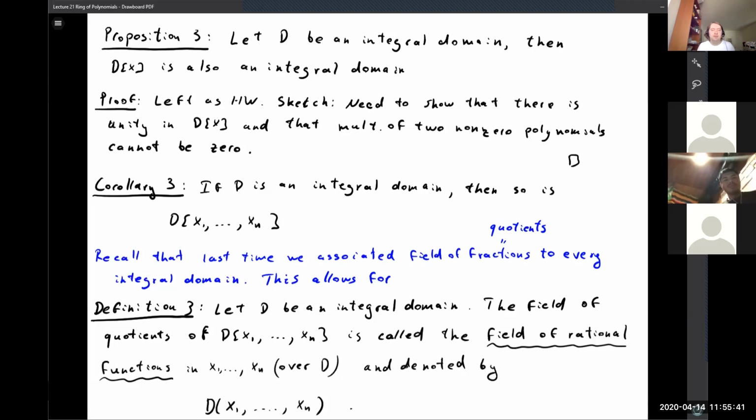So today we introduced two rings associated to any ring: the ring of formal power series, and the ring of polynomials. But when we have an integral domain, we can actually consider the field of rational functions over D. Okay. So any questions so far?